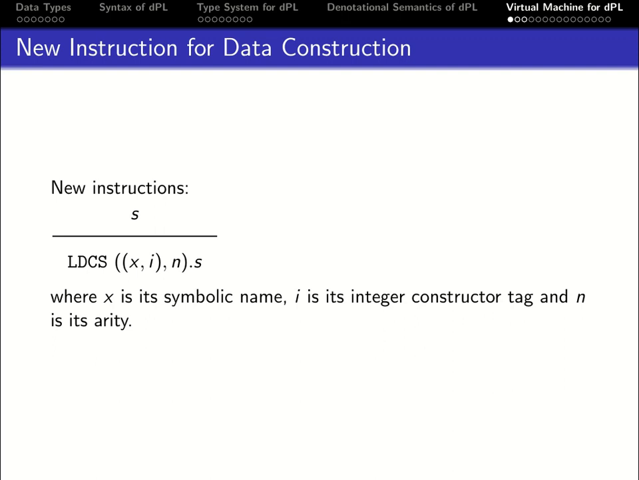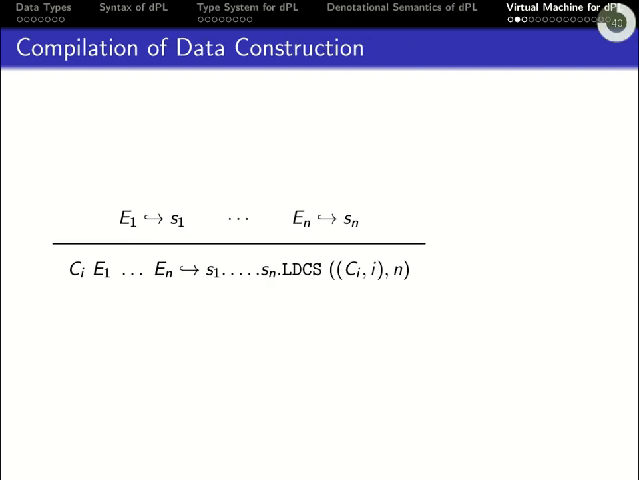And the rule says that if S is a valid virtual machine program, then LDCS with all those arguments dot S is also a valid program, making thus the LDCS instruction a valid instruction for our machine. How do we use this instruction? We use it in compiling constructors.